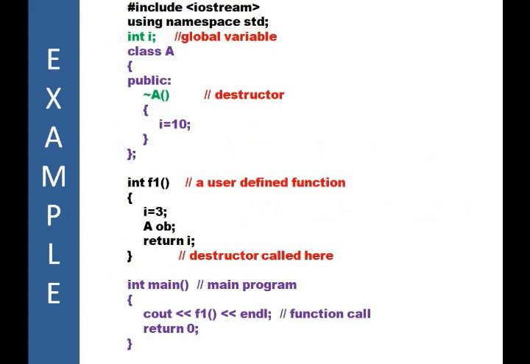This is another program for destructor. See, class A, a global variable I is defined here. This is the destructor, I equal to 10, then bracket closed, then class closed. This is a user defined function f1. Here we are assigning a value 3 to I, and A ob, that means using this class A we are creating an object, then return I. Then the destructor is called here because this ob is destructed when we reach this closing bracket. In the main, cout f1.